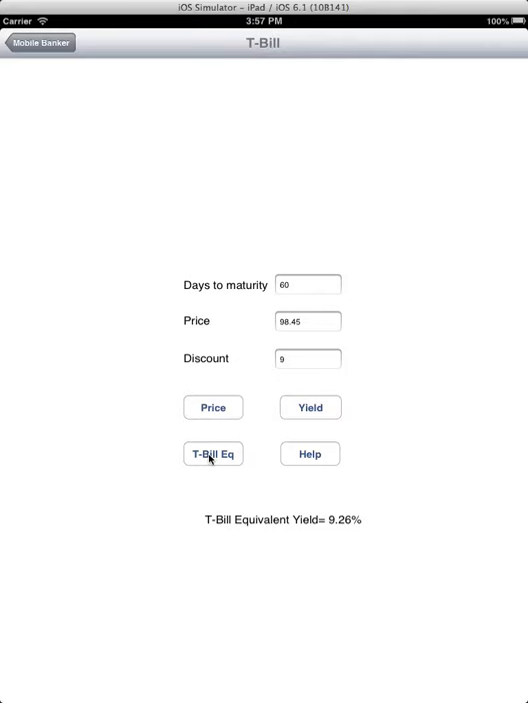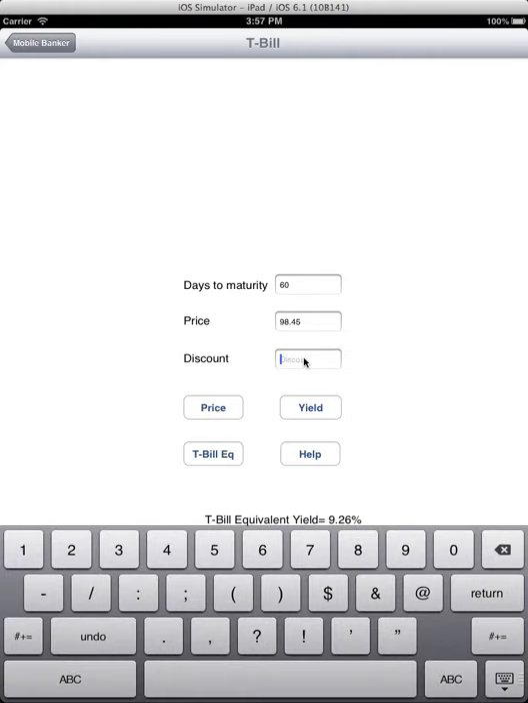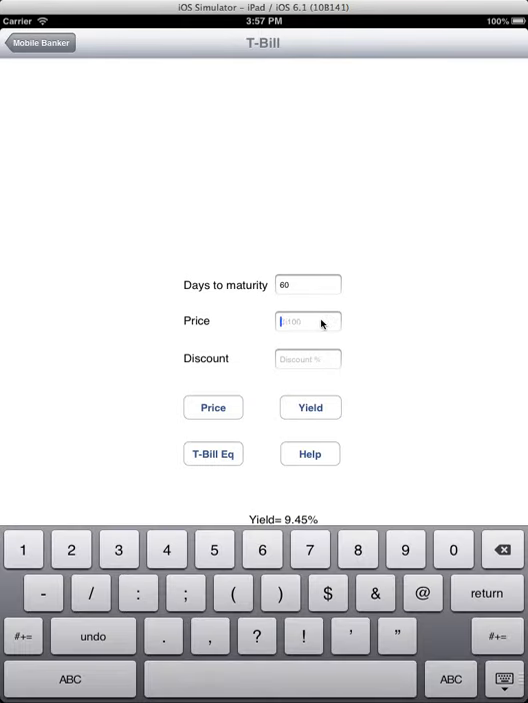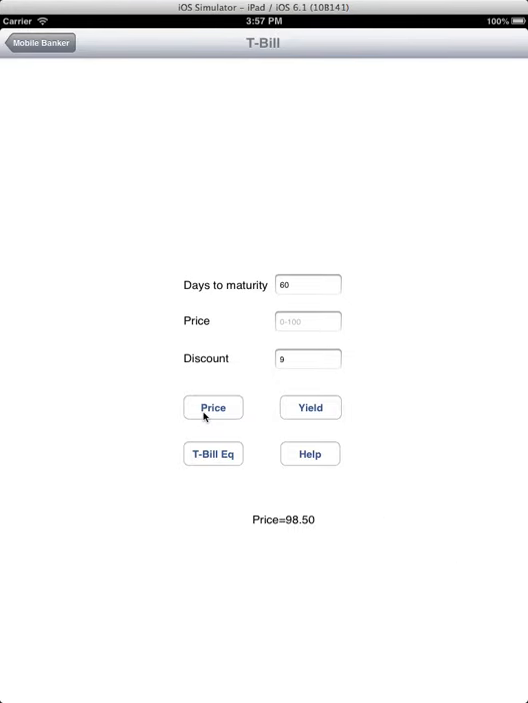Let us say the days to maturity is 60 and the price is 98.45, and the discount rate is 0. We would like to find out the T-bill equivalent. Now let us say the days to maturity and all that is same. We would like to find out the yield. So in that case, here is the yield. Next, let us say we would like to calculate the price 60 days out and say the discount rate is 9, and what we receive is the price, so this is 98.50.